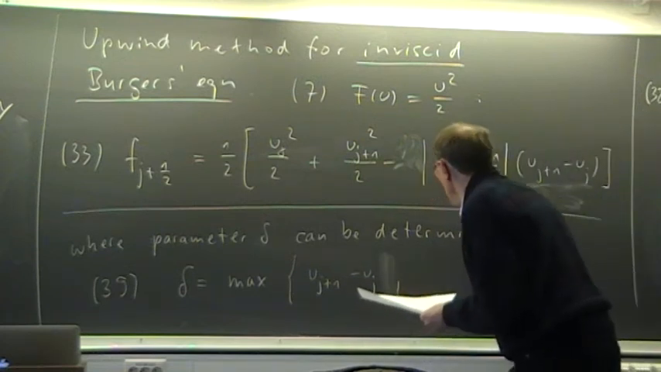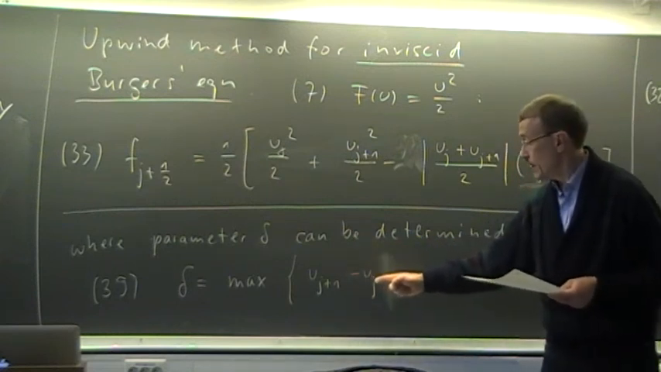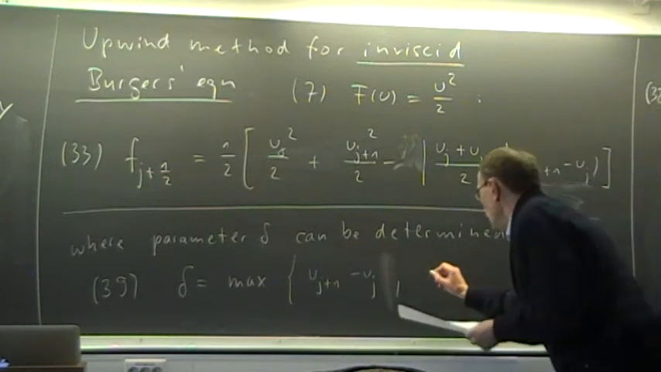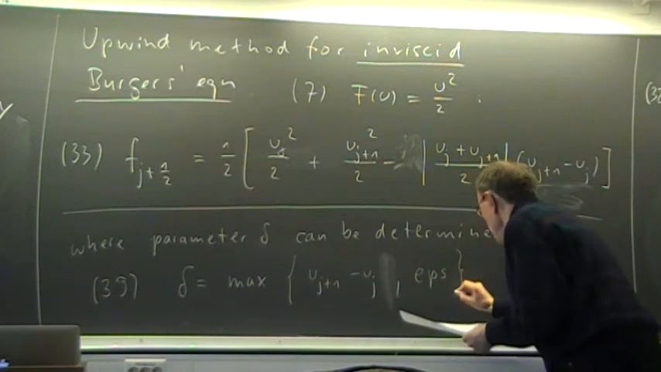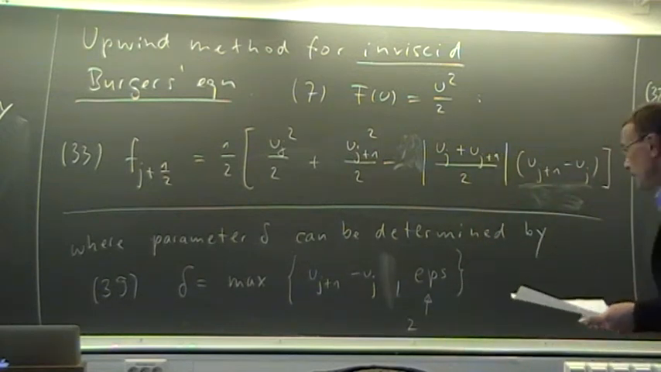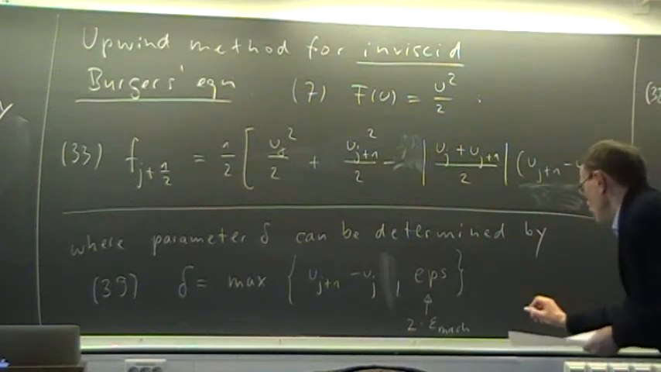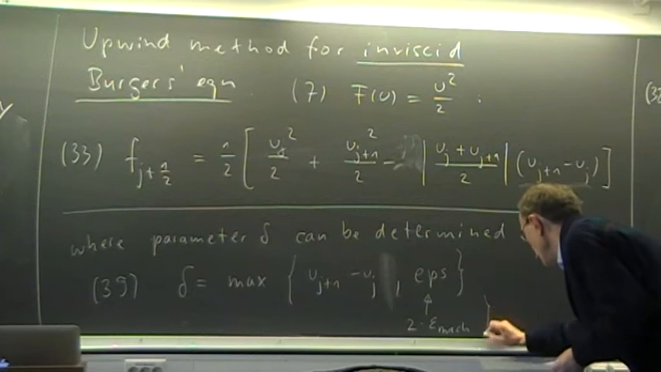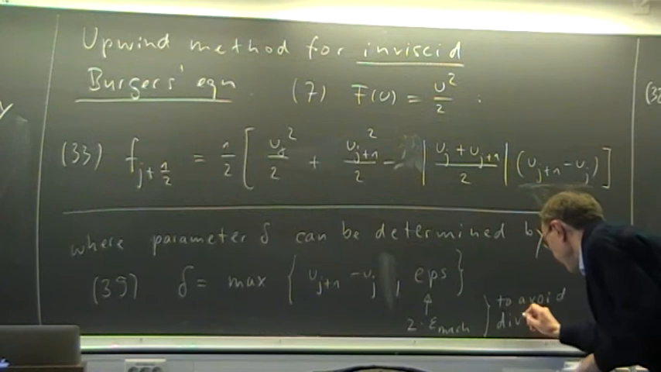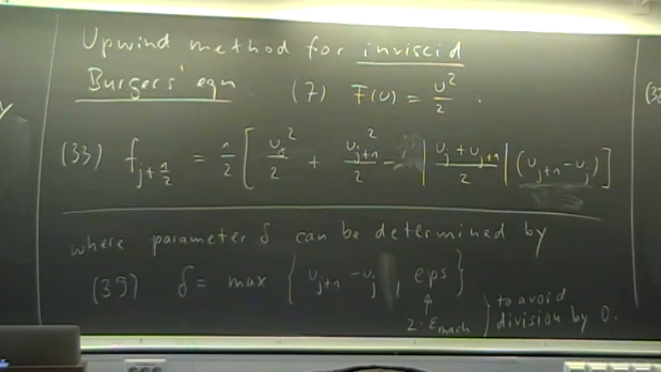And in the case that we looked at, this was 1 at the discontinuity, this was minus 1. So here we could get the 2 in our case. And then we limit that by the machine epsilon. So this is the MATLAB notation, and this is 2 times machine epsilon. And that is to avoid division by 0. We don't want to have a 0 here.